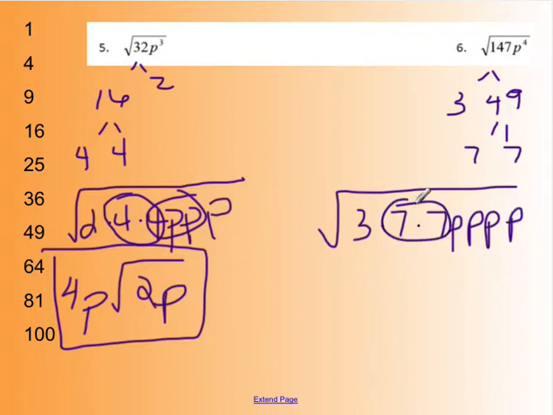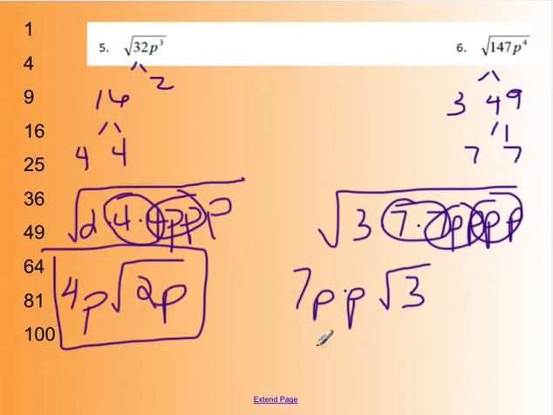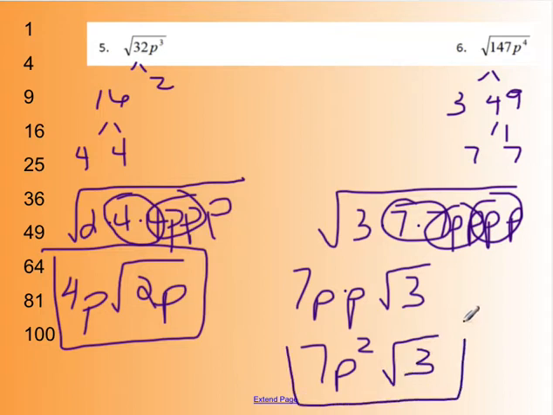So I have a pair of 7's, a pair of p's, and another pair of p's. So on the outside I have 7 times p, and left underneath the radical is 3. So p times p is going to be p squared. So I have 7p squared square root of 3 as my final answer for number 6.